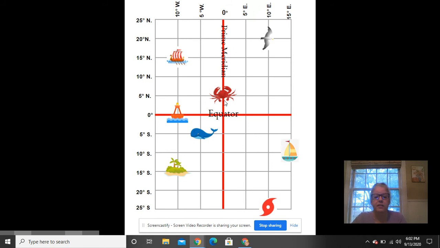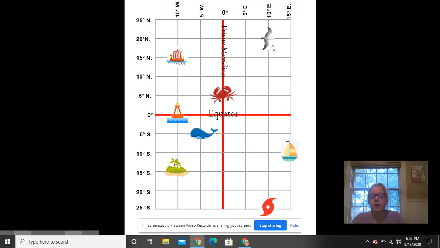Okay, let's take a look at this crab. So this crab is north of the equator. He's sitting on the 5 degrees north line. So he's 5 degrees north. Now, he is sitting directly on the prime meridian. Okay, he's right on the prime meridian. So his coordinates or his location would be 5 degrees north, 0 degrees. So 5 degrees north latitude, 0 degrees longitude, because he is right on the prime meridian.